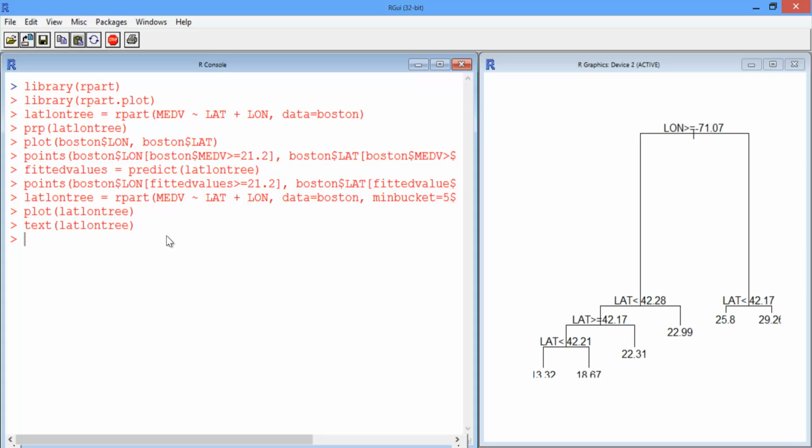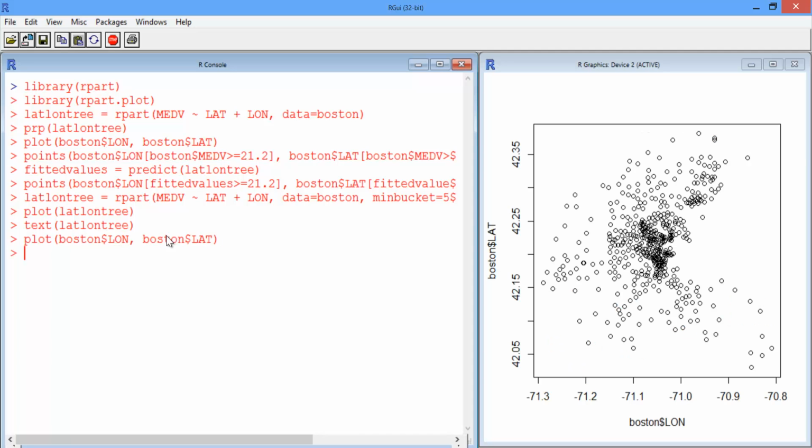So we'll remember these values, and we'll plot the longitude and latitude again. So here's our map. Okay, so the first split was on longitude, and it was negative 71.07. There's a very handy command, abline, which can plot horizontal or vertical lines easily. So we want to plot a vertical line, so v, and we want to plot it at negative 71.07. Okay, so that's that first split from the tree.